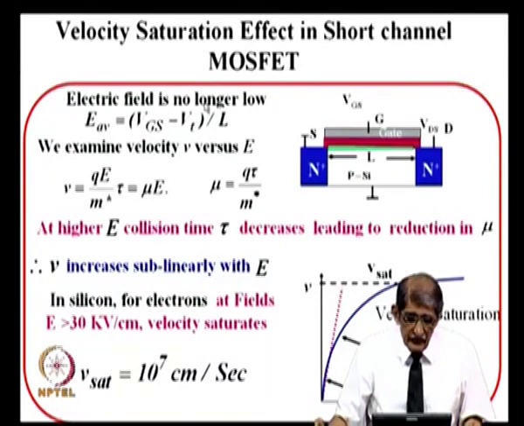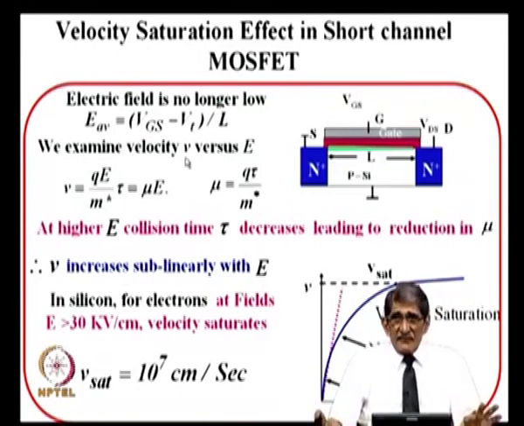Now, let us see what happens as we keep on reducing the channel length for a given threshold voltage. Let us say the threshold voltage is not changing. For shorter channel length, the average electric field is more. Even at this end, if you take the average electric field, everywhere it will be high. Even though it is varying, there will be high electric field.